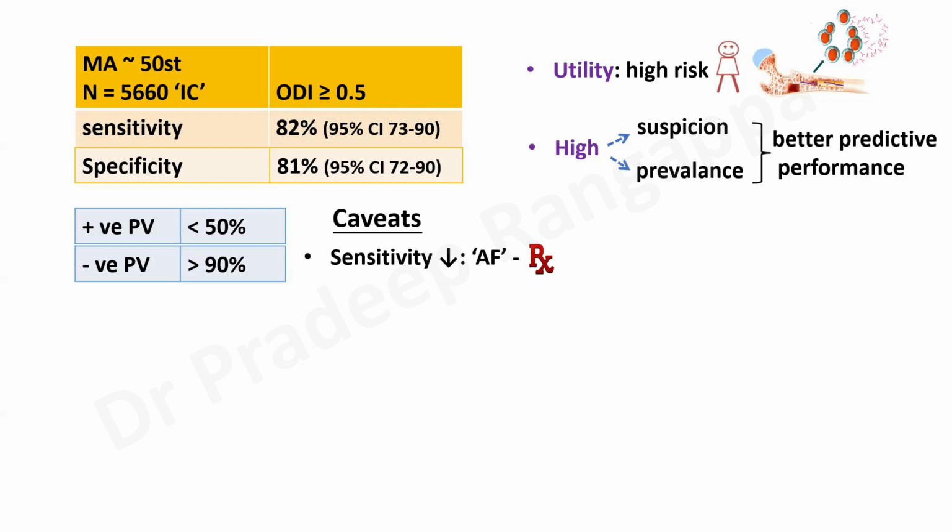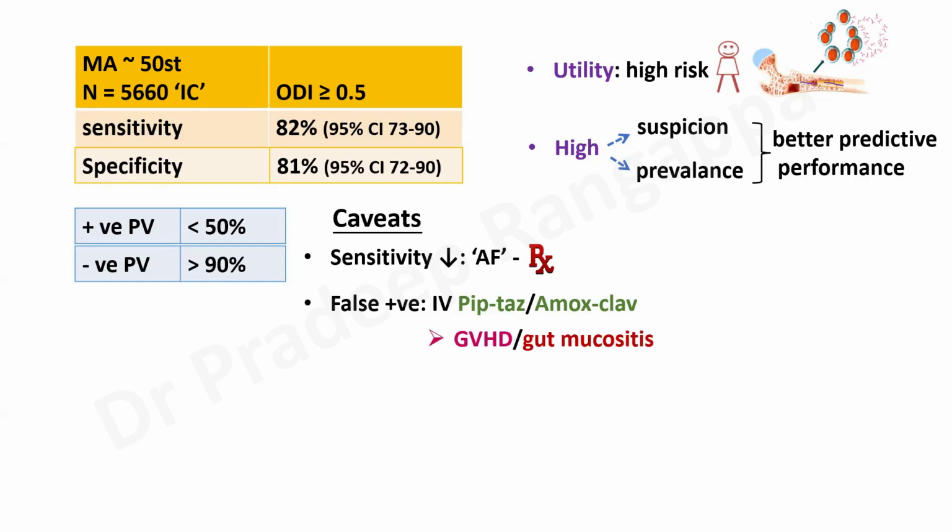But there are certain caveats for galactomannan. Sensitivity of this galactomannan test comes down when someone is already on antifungal treatment, and false positives can happen. This is a problem in ICU. False positives can happen in someone who is on IV antibiotics like piperacillin, tazobactam, or amoxicillin. Most of our ICU patients would be exposed to these antibiotics, so that's where it can cause a bit of a problem. Someone who has graft versus host disease or gut mucositis, or who has received IV immunoglobulins, that can be a false positive.